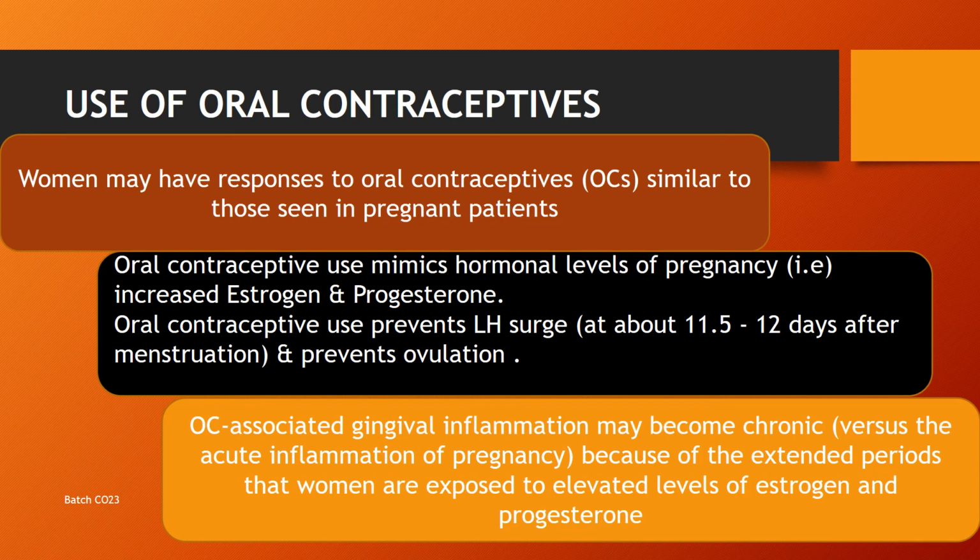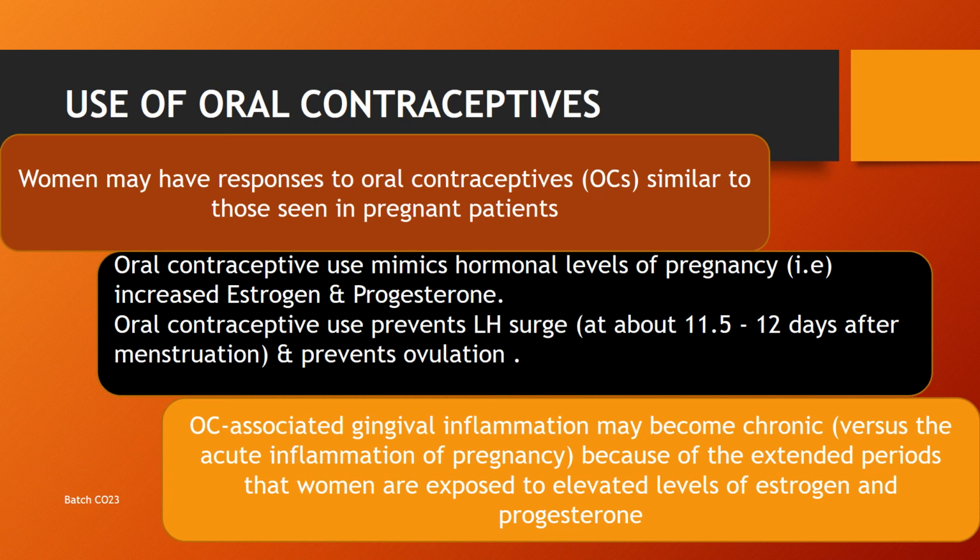Women may have responses to oral contraceptives similar to those seen in pregnant patients, with increased inflammation, mainly due to the increase in hormone levels. Oral contraceptive use mimics the hormone levels of pregnancy, that is, increased estrogen and progesterone. It prevents the luteinizing hormone surge at about 11.5 to 12 days after menstruation, which prevents ovulation. Oral contraceptive associated gingival inflammation can be chronic, versus the acute inflammation of pregnancy. That is a major difference.